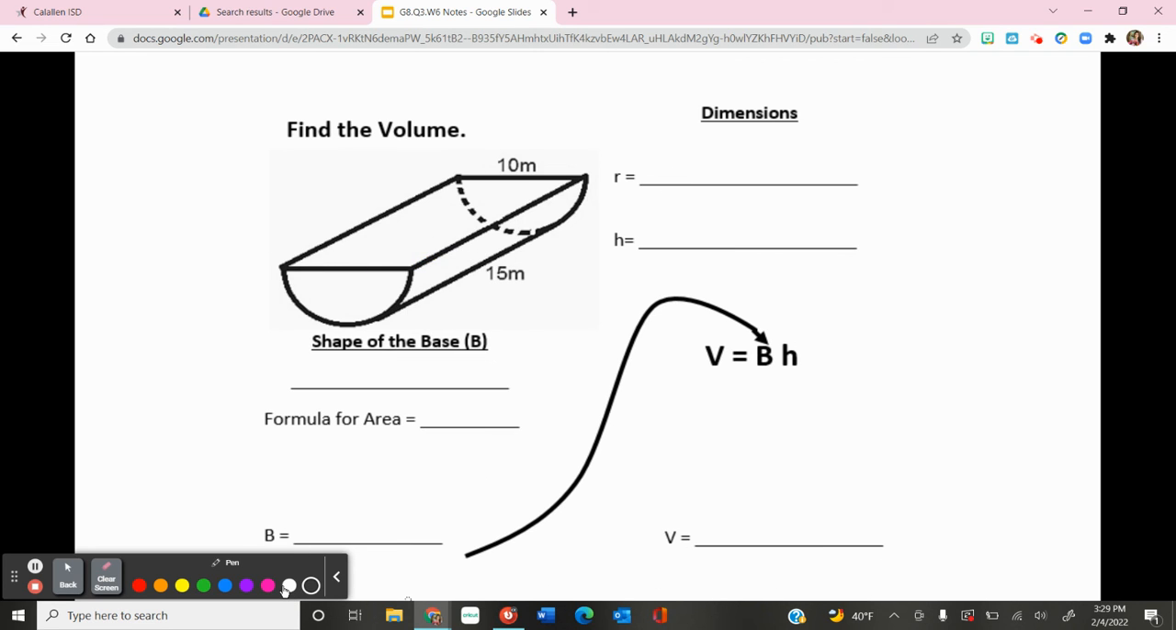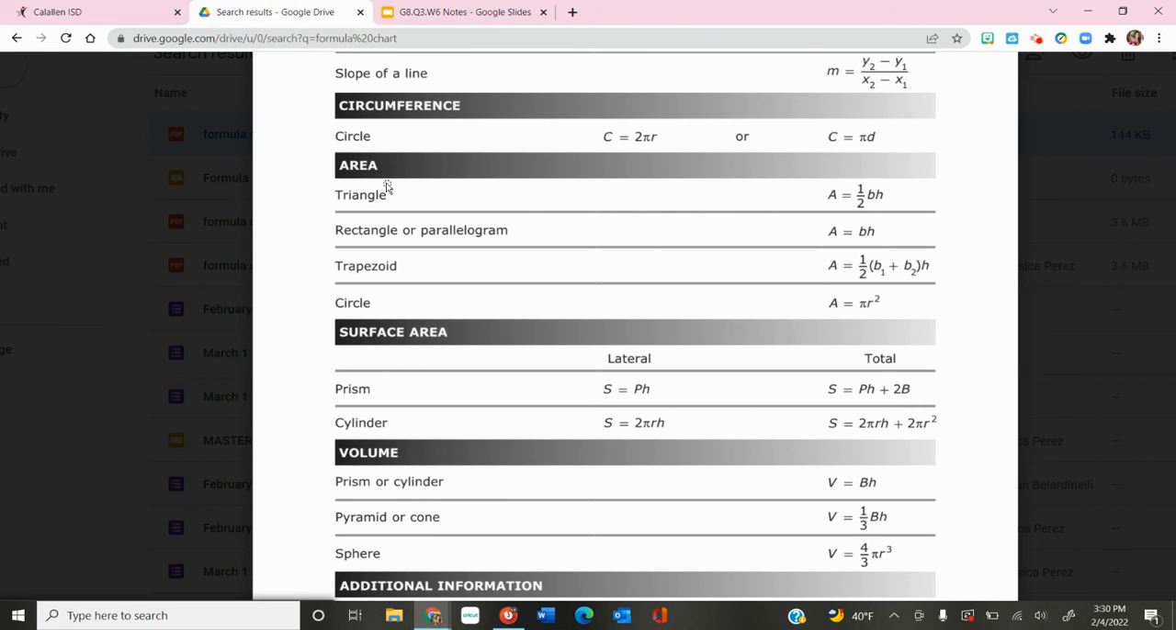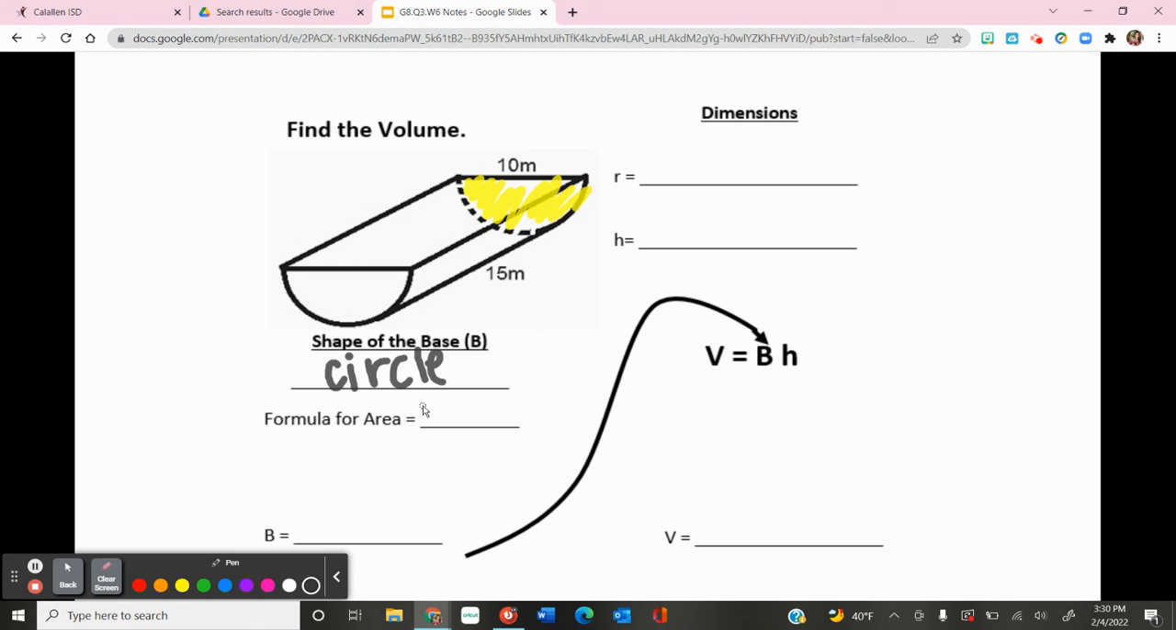Now let's go ahead and look at our last shape. So on this shape, we have half of a cylinder. And on this cylinder, this is its base here. It is half of a circle, but again, the shape of this base is a circle. And we want to know, what is the formula for area of a circle? So again, going to our formula chart, we're going to go down to the section for area, go down to circle, and we see here that the formula for area of a circle is pi times r squared. So here I'm going to put this here for the formula for area, which is pi times r squared. So now we need to know, what are the dimensions of our cylinder.